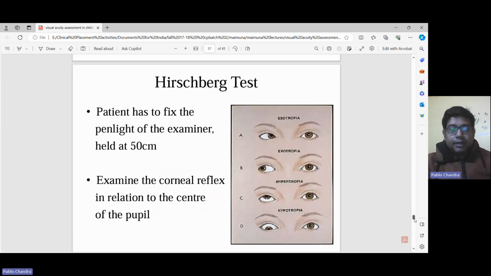Next is the Hirschberg test. We have to put a light at 50 centimeters, and we have to check whether the light is falling on the center of the pupil or not. Here, see, there is a squint, so the light is not falling on the center of the pupil. If it is falling on the center of the pupil, then there is no squint. If it is falling outside, at the periphery, we can judge accordingly. This is a rough test to find out whether there is any squint or not.